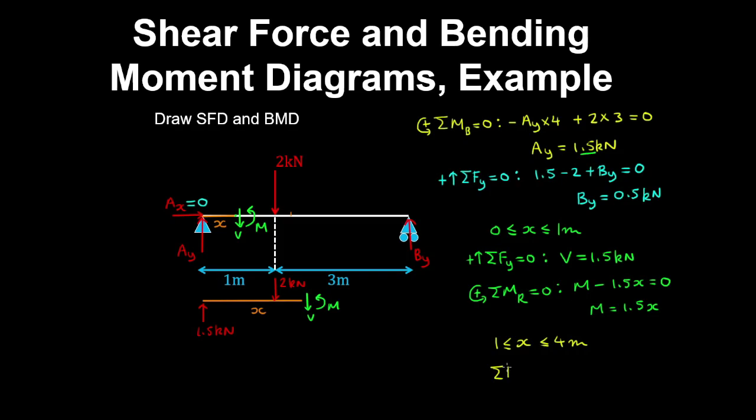taking an equilibrium of forces with our usual positive convention, we have the shear force plus 1.5 kilonewtons minus 2 is 0. So solving this, we get the shear force is minus 0.5 kilonewtons.